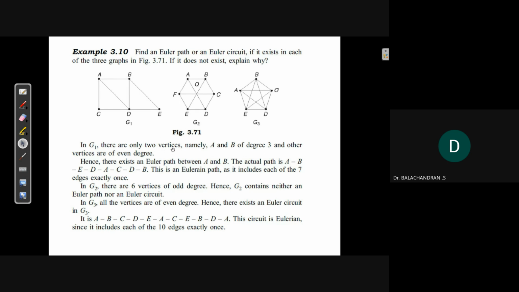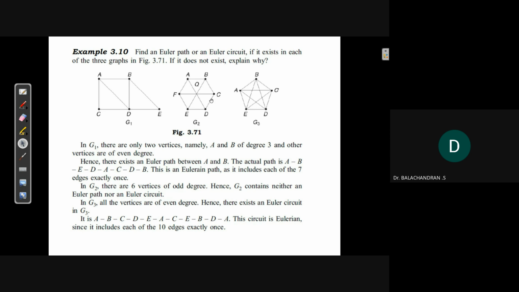In G1 there are only two vertices, namely A and B, of degree 3, and all other vertices are of even degree. Hence there exists an Eulerian path between A and B. The actual path is A to B, B to E, then D, then A, then C, then D, and then B. That's all. So from A to B I get a path. This path is an Eulerian path, as it includes each of the 7 edges exactly once.